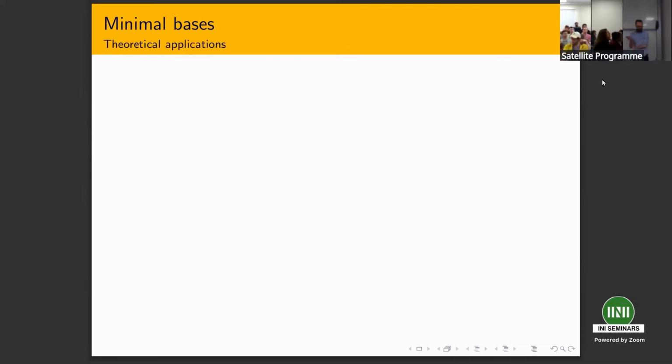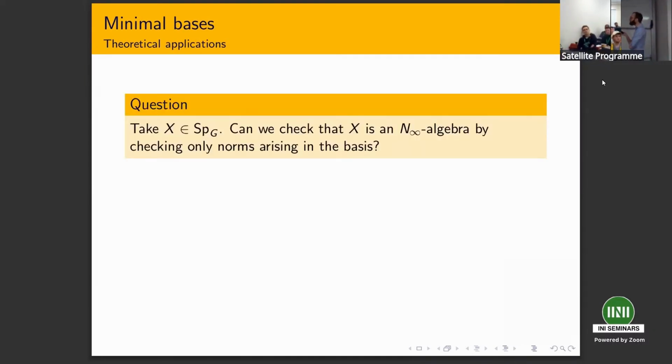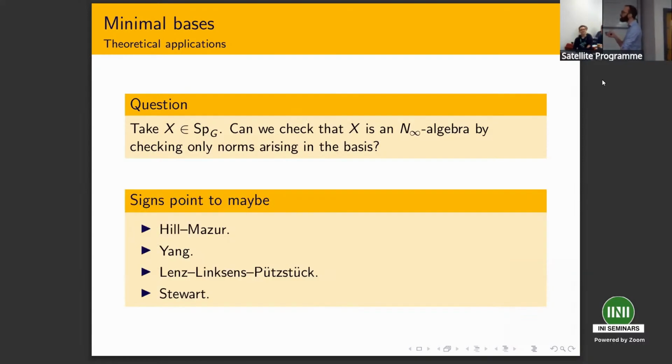So before I move on to combinatorics about these things, I just want to float a potential theoretical application of this. I take a G spectrum X. Can I check X is an N-infinity algebra by just checking basis elements in these transfer systems? So I take something that's C12 equivariant, I want to check it's genuinely equivariant. I don't have to check the existence of all those norm maps. What if I could just check the existence of 3 norm maps and it gives me everything else? I was like, how hard could this be? Very hard. But I think at this point, signs point to maybe this might be true.